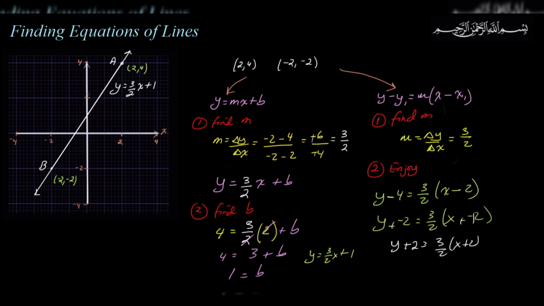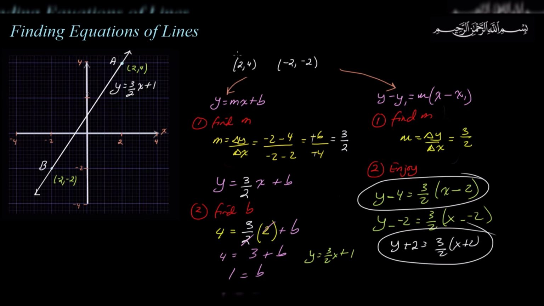So now we came up with two equations of the line, this one and this one, using these two different points. But that's cool. You can use either one of them. So there's more than one way of writing the equation of the line, right? So that's how you find the equation of the line.